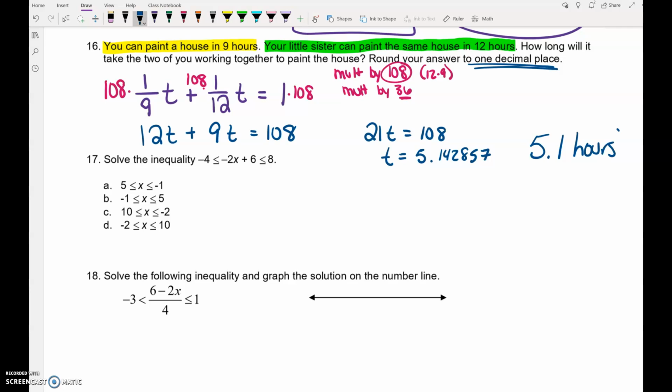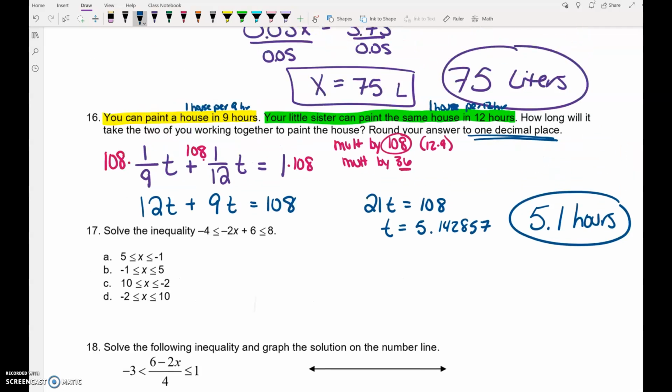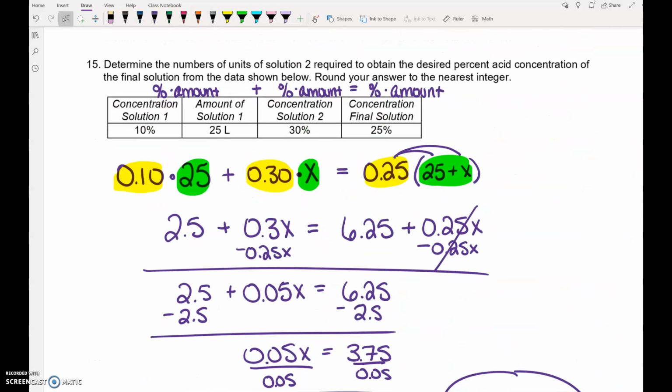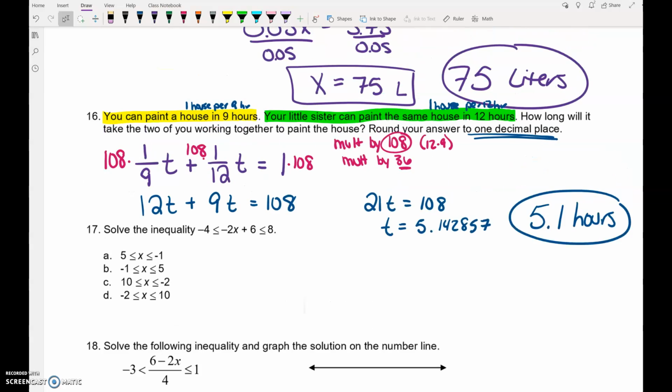5.1 hours. Okay, so remember it's your rate, which is 1 house per 9 hours, times the amount of time, plus your sister's rate, which is 1 house per 12 hours, and then that's going to equal 1 full job. Again, I would go back through and do 15 and 16 again on your own a couple more times just to get those kind of stuck in your brain so that you're ready for those.